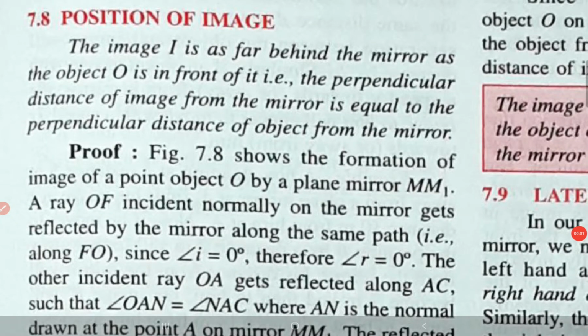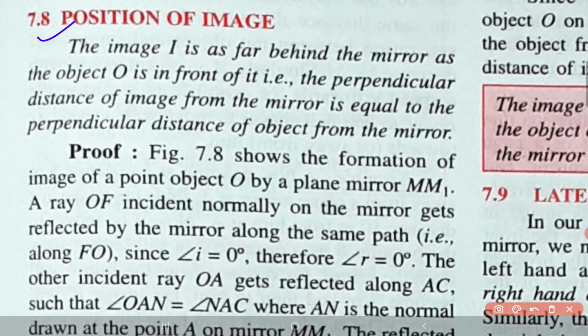This video is for class 9 physics, and we are doing position of image, and we shall also do lateral inversion. So the position of the image I is as far behind the mirror as the object O is in front of it. That means if you place an object 2 meter in front of a mirror, the image will also be formed 2 meter inside the mirror, or behind the surface of the mirror.